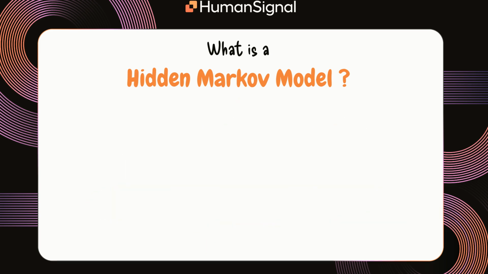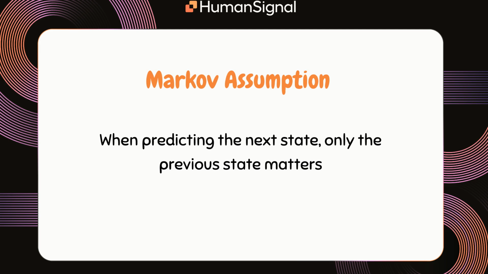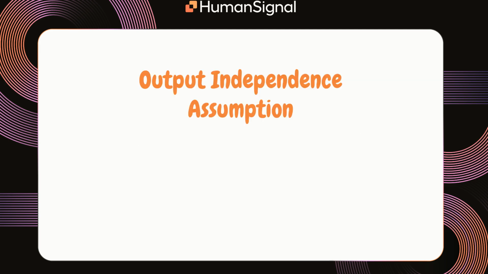HMMs, like the other models we've discussed in this series, are based on the Markov assumption. The probability of a state Qi being equal to A given a set of n states is the same as the probability of a state Qi being equal to A given just the previous state. In other words, the next state only depends on the previous state. HMMs also make a second key assumption, which we call the output independence assumption. The probability of an output, Oi, given a set of n states and t outputs is the same as the probability of an output Oi given just the state Qi, the state that produced it.